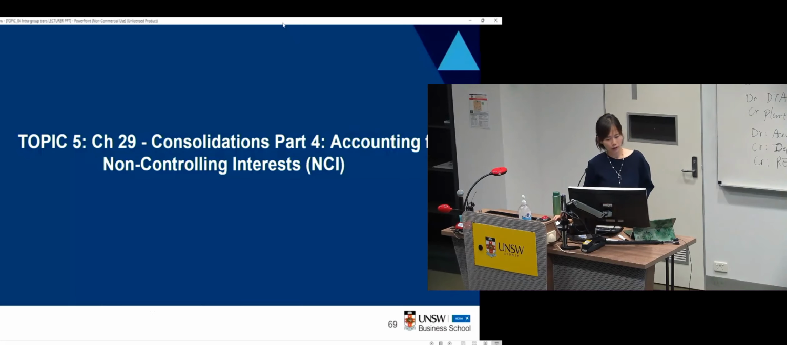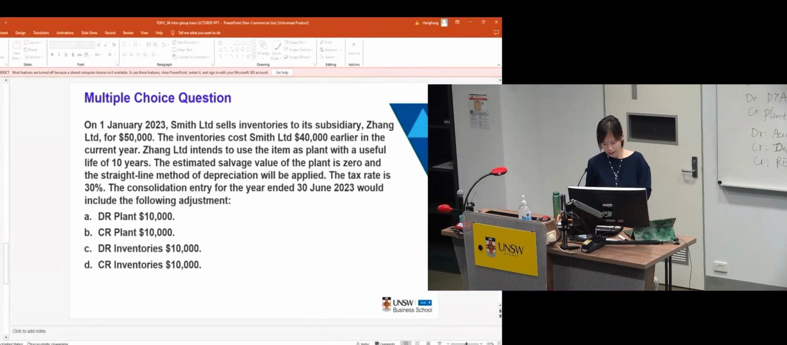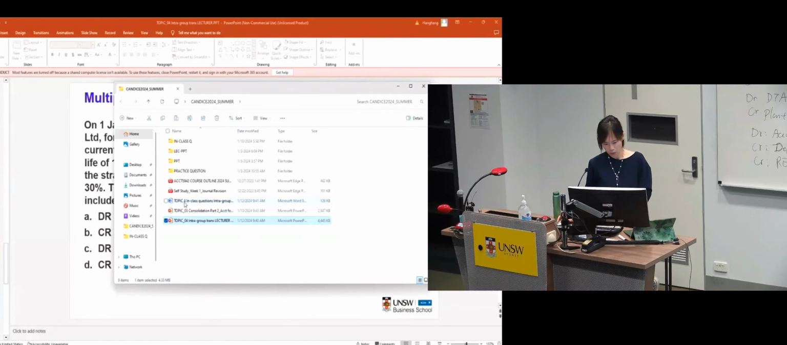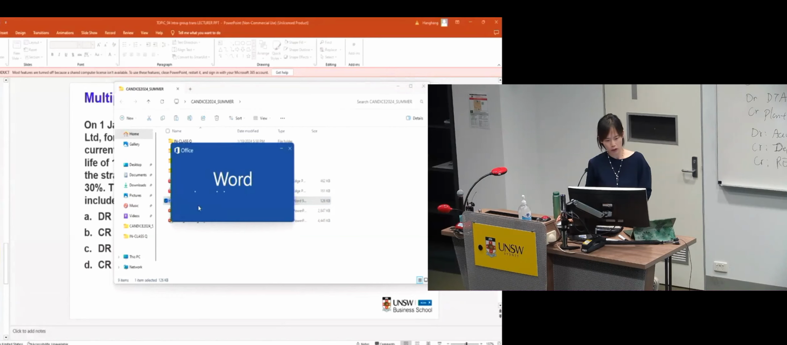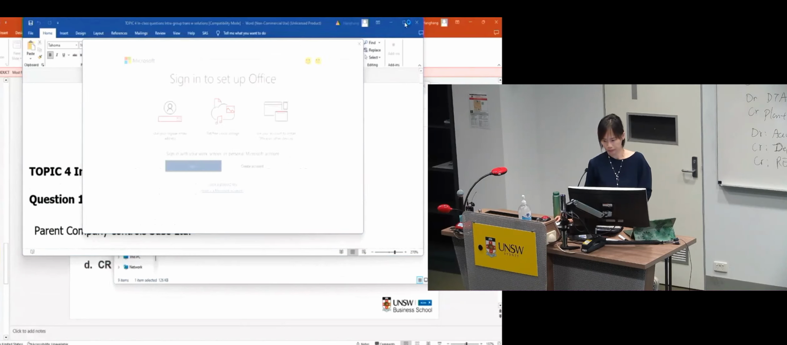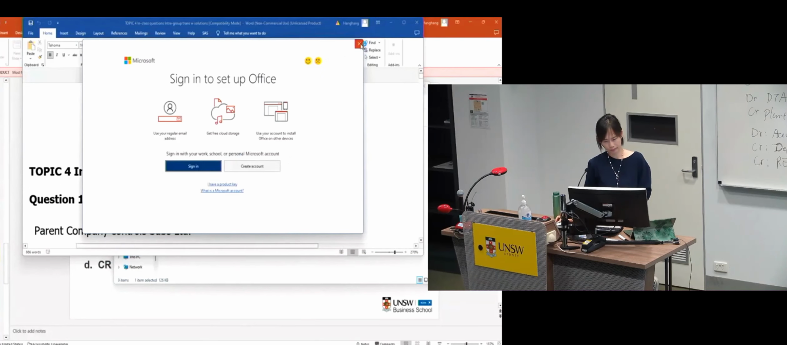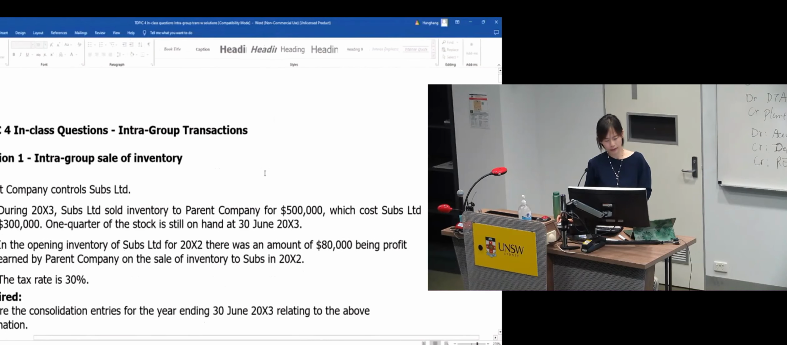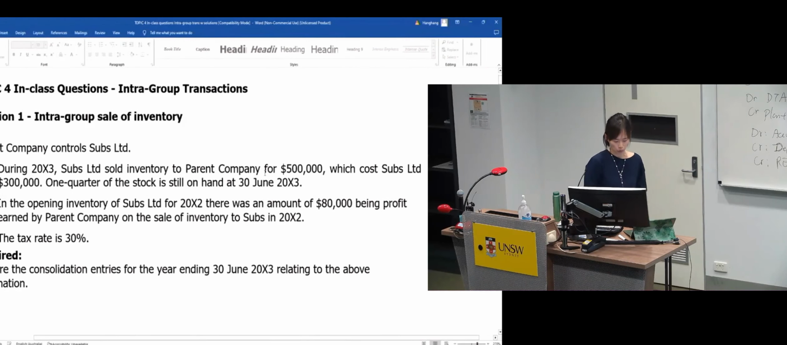All right, now next week, we're going to focus on NCI. The group under discussion at this stage is still a wholly owned subsidiary, but in next week's seminar, we are going to have a look at the non-controlling interest and how we're going to measure and record the NCI entries in the worksheet. Now, finally, let's have a look at our in-class question in relation to this topic. Now, let's look at question 1 first.